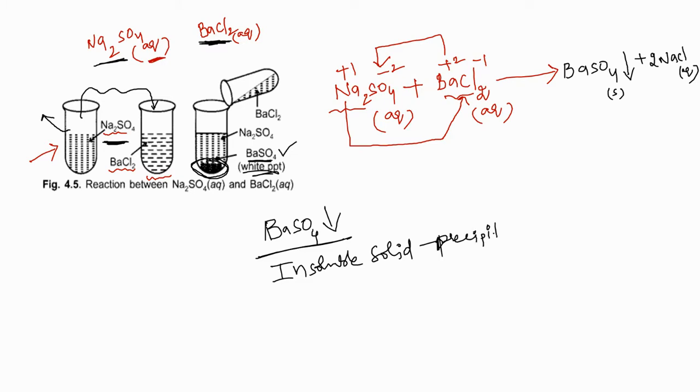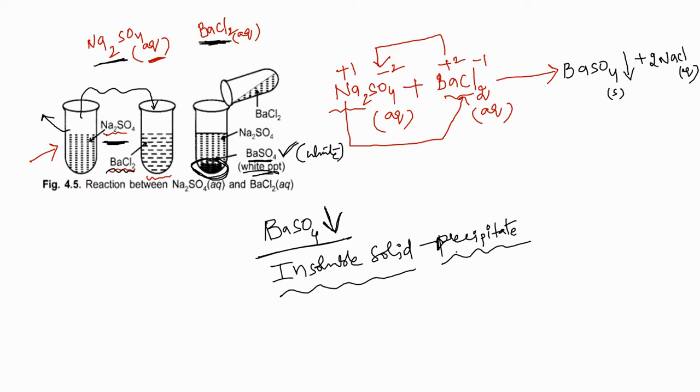So when you observe any formula with a downside arrow mark beside it, you can tell that it is a precipitate. Precipitate is nothing but an insoluble solid. So when you mix sodium sulfate aqueous solution with barium chloride aqueous solution, you get one insoluble solid. That insoluble solid is barium sulfate, and it is white in color. And that insoluble solid has a name.